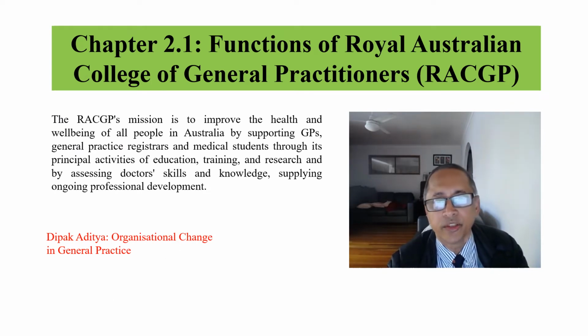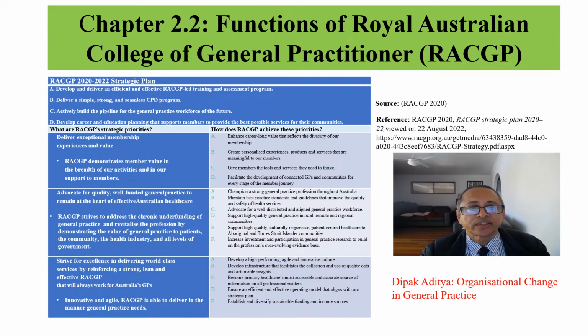Chapter 2, Functions of Royal Australian College of General Practitioners. RACGP mission is to support GPs, general practice registrars, and medical students through education, training, and research, and by assessing doctors' skill and supplying professional development. Strategic Plan of RACGP. The 3 RACGP strategic priorities are delivering exceptional GP experience, advocating for quality, excellence in delivering world-class service, and the innovation and being agile.